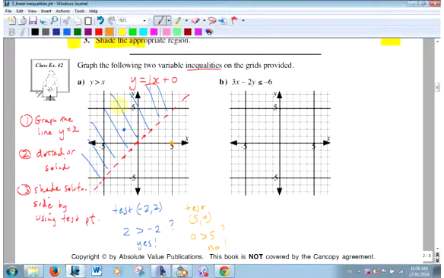So if that's the one I tested, that's not the solution area. I'm going to shade the other side of the line. Okay? Now, how many choices do you have for test points? Infinite. Use one that's nice. What's the nicest point you could possibly test? The origin. 0, 0. But in this case, that's not going to help you because it's right on the line.